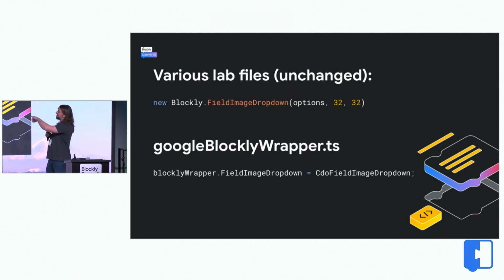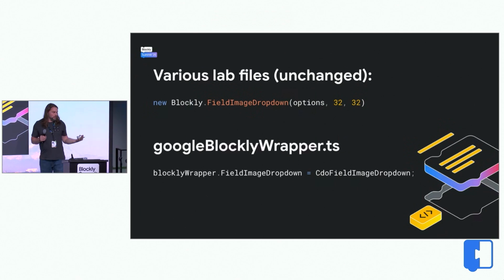across our various lab files, again, something like this, we'd have blockly.fieldImage dropdown with some options and some height and width. That doesn't change. It stays the same everywhere, except now remember, Blockly is referring to the wrapper. Inside the wrapper, we can just set field image dropdown to be our custom class, and we're off to the races, at least for that distinct problem.